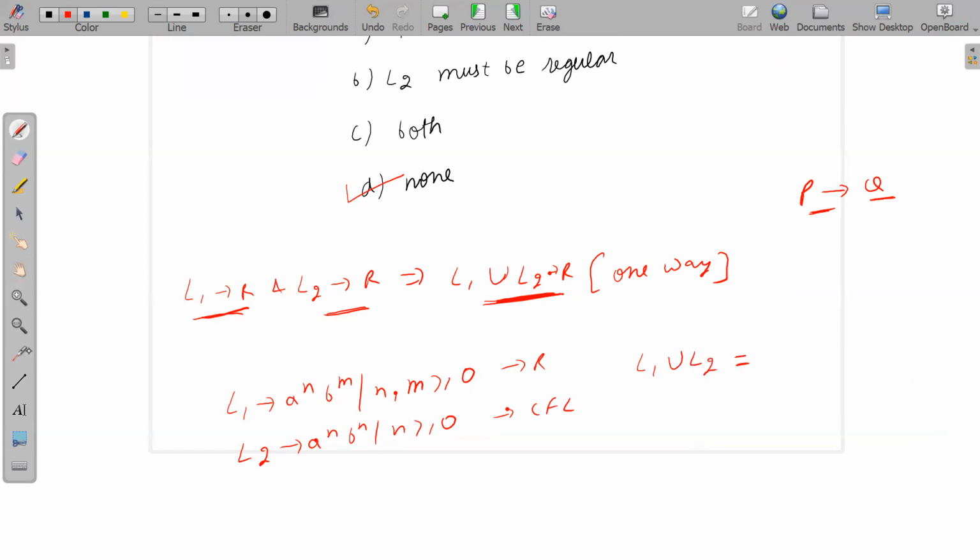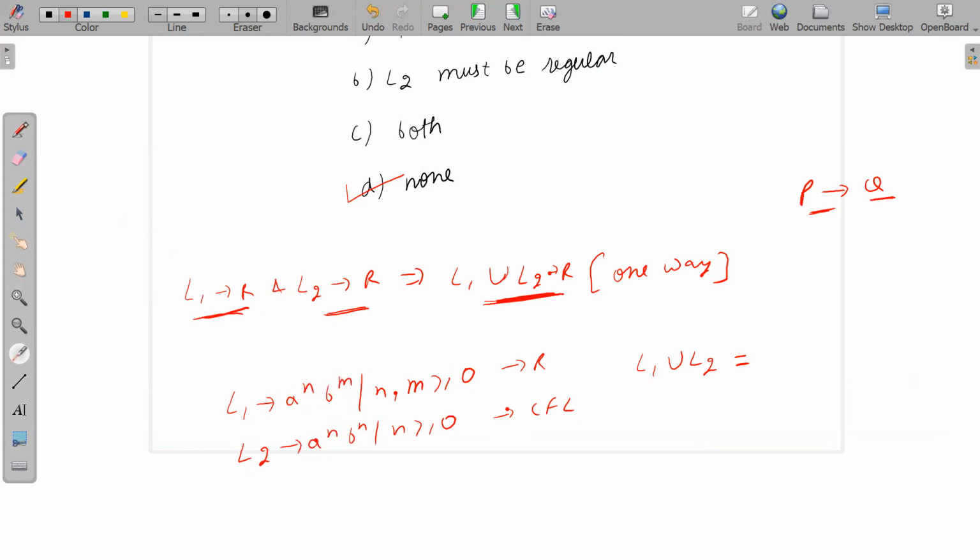See, if you look carefully, you will get the idea that L2 is a subset of L1. All the strings which are present in L2 are present in L1 also. Please try to see it carefully, because L2 is saying equal a's and equal b's, while L1 is saying any number of a's followed by any number of b's. So obviously it contains the equal case also. So L2 is a subset of L1.